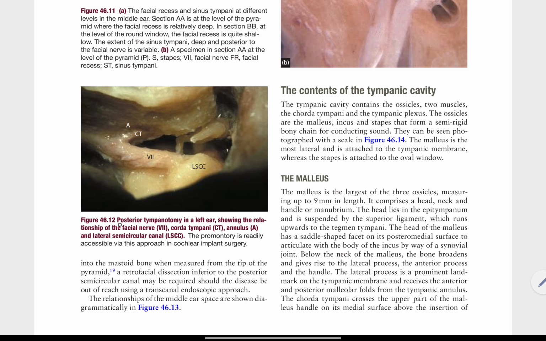Figure 46.12, posterior tympanotomy in a left ear, showing the relationship of the facial nerve (7), chorda tympani (CT), annulus (A), and lateral semicircular canal. The promontory is readily accessible via this approach in cochlear implant surgery.